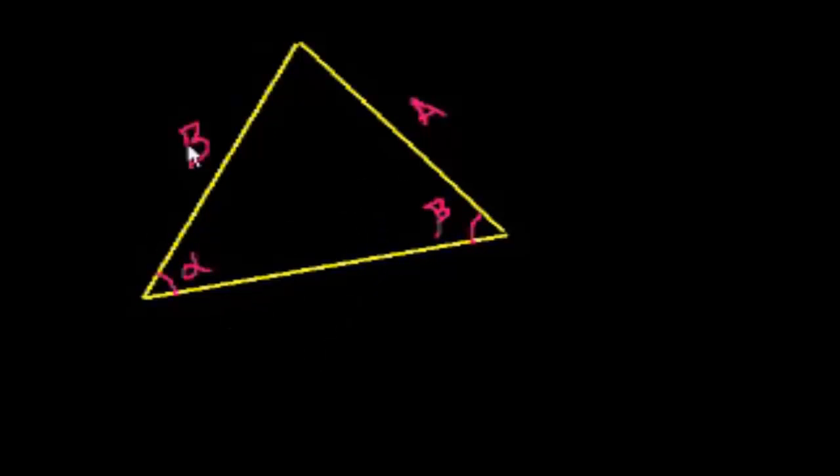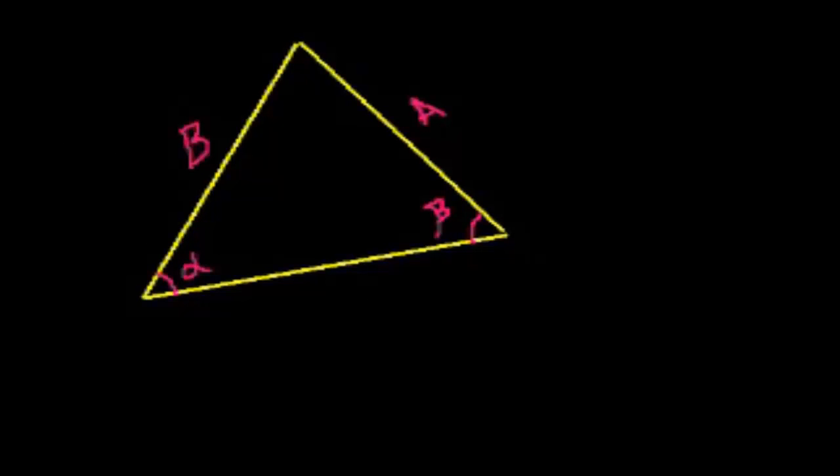So let's see if we can find a relationship that connects A and B and alpha and beta. So what can we do? Let me draw, and hopefully that relationship we find will be the law of sines. Otherwise, I would have to rename this video. So let me draw an altitude here. I think that's the proper term.